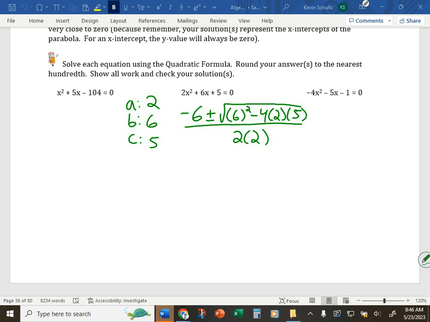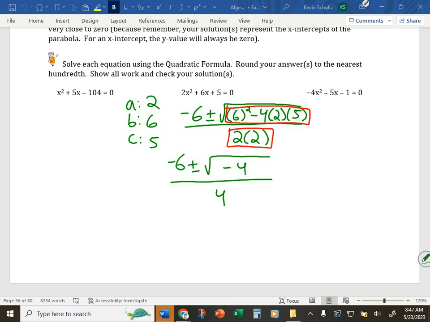Make sure you put the negative sign in front of the 6. Negative B. Otherwise pretty straightforward for this one. So solving the discriminant first. Okay, then we might as well do this part too, as long as we're at it. That one's easy. We get negative 6 plus or minus the root of 6 squared minus 4 times 2 times 5. 36 minus 40 is negative 4, all divided by 4, 2 times 2.